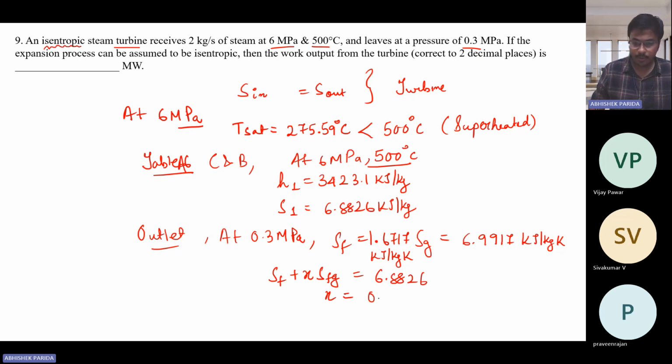X is equal to 0.979. I'm getting this much. Are you getting this much? Quality of the steam at the outlet of the turbine? Yes, sir. Correct, sir. Okay.